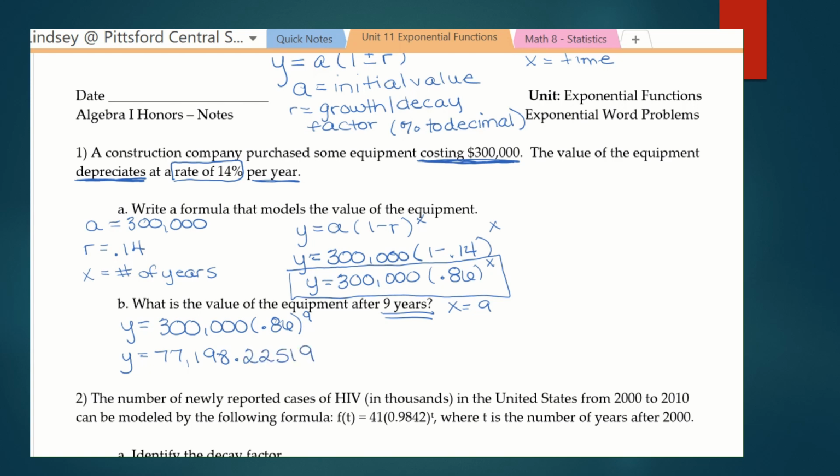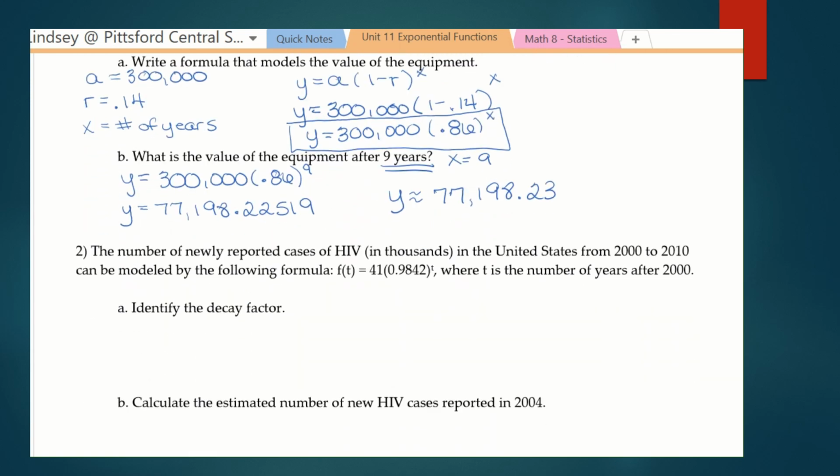All right, so now since we're talking about money, we're going to cut this decimal place down to the nearest hundredth. So we're going to say the value, or y, is approximately $77,198.23. So that's what the value of the equipment's going to be after 9 years. So you'll notice it obviously has gone down. Originally, they paid $300,000 for it. Now it's only worth $77,198.23.